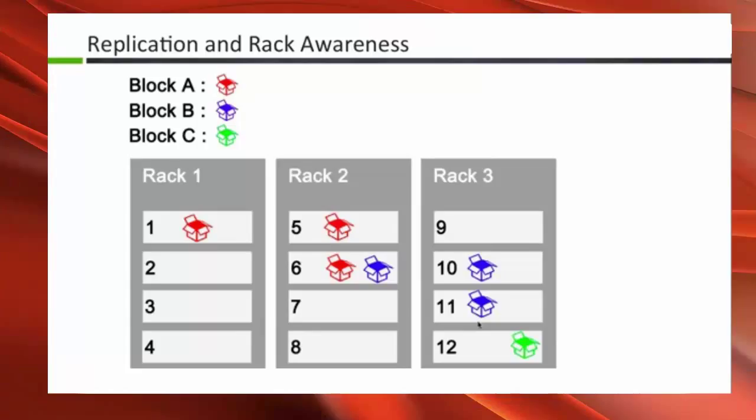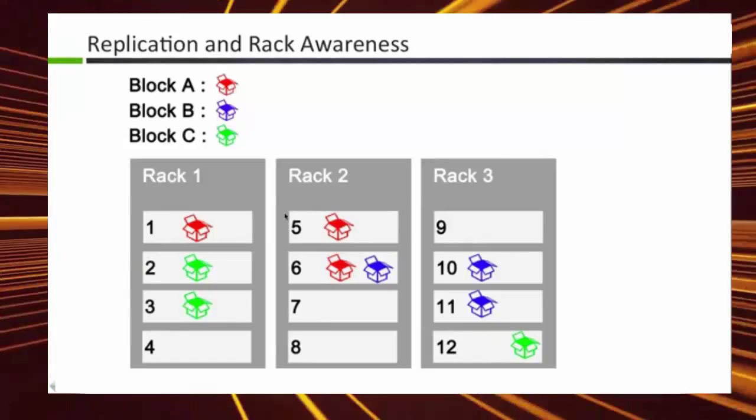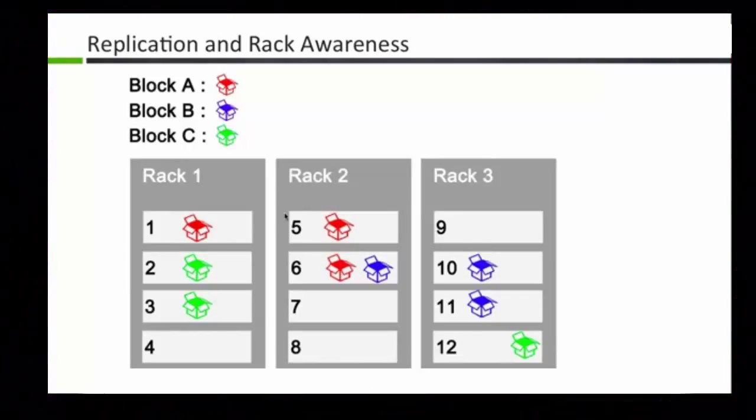And if we have a third block C, then it can go here. It could have gone here as well. So rack awareness and replication is clear to everyone. These could be questions which could be asked to you in an interview as well, so make sure that this is very clear to you.